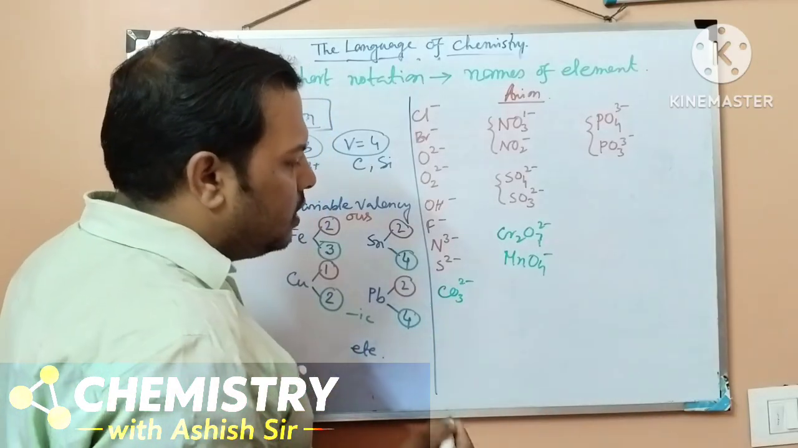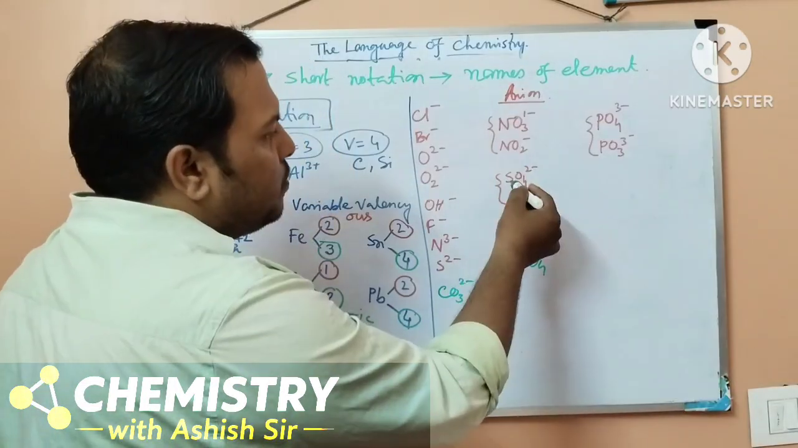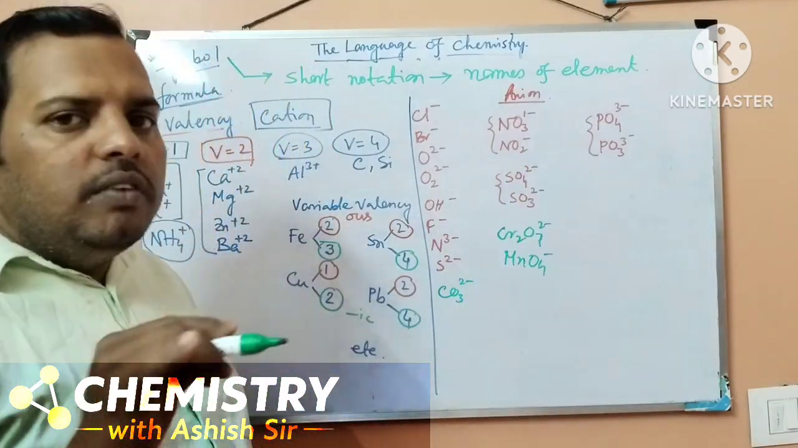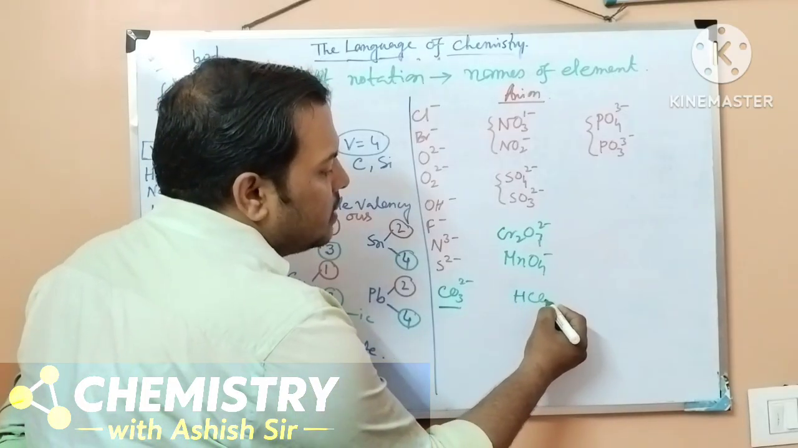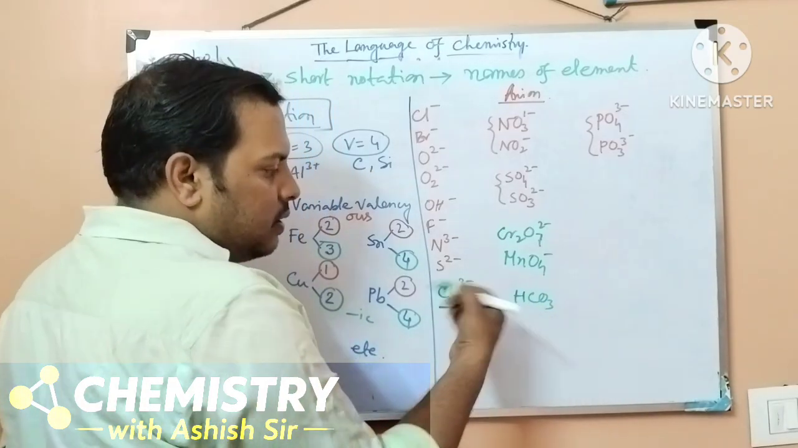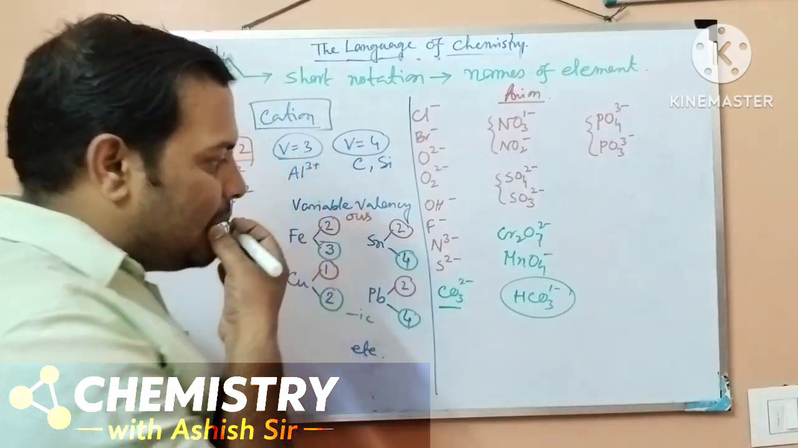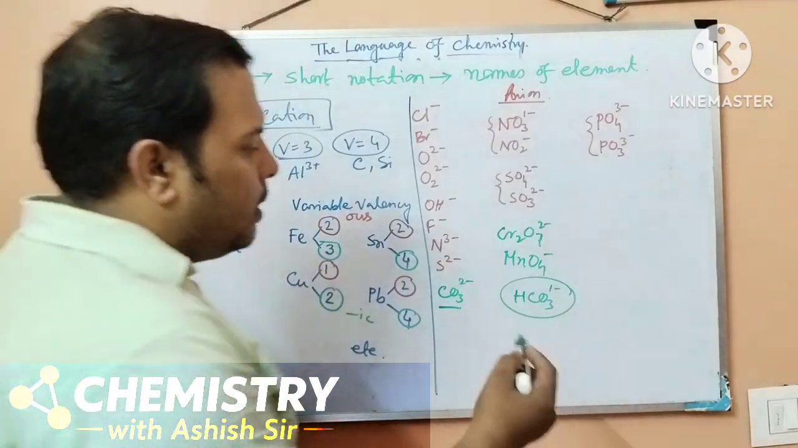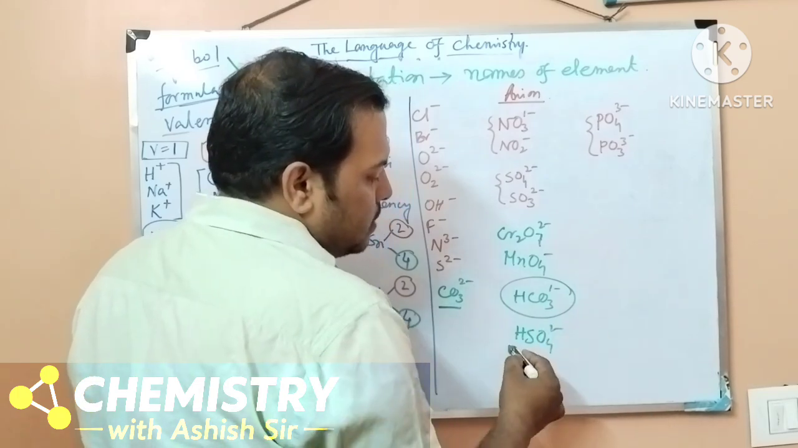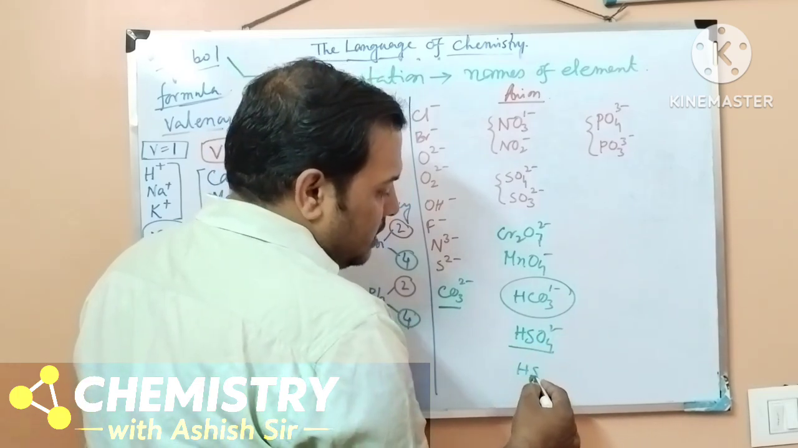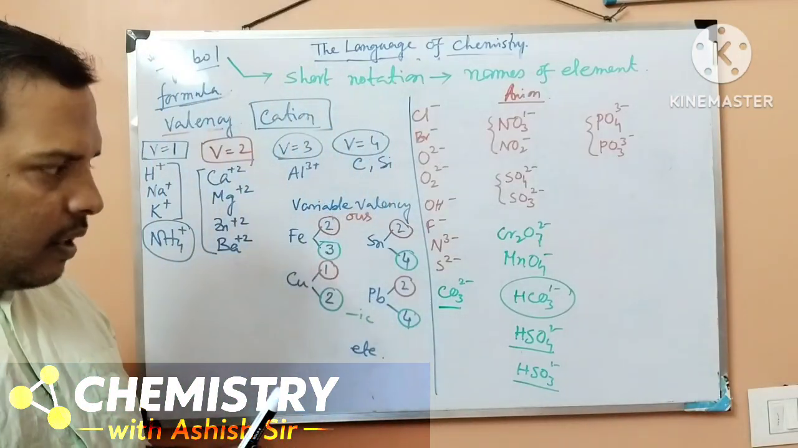Now one more thing I will say here. Whenever you put one hydrogen in front of them, the term will be bi, such as this is carbonate. If I put HCO3, one charge will be less, 2 minus will become 1 minus. This name is bicarbonate. Similarly, if I write HSO4 1 minus, it is bisulfate. HSO3 1 minus, it is bisulfite.